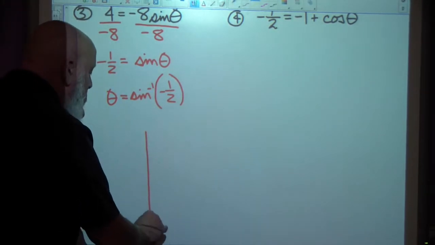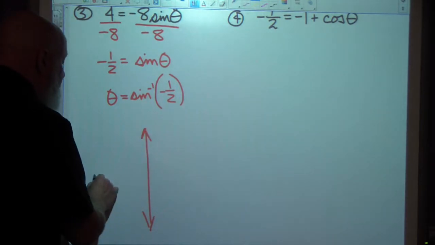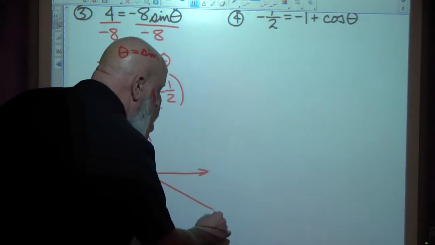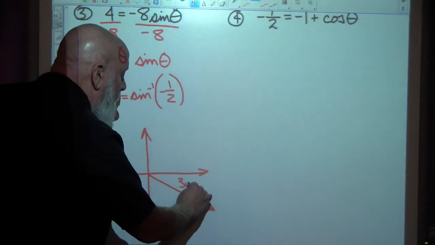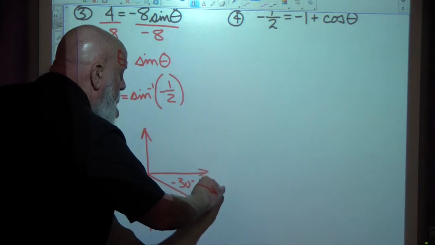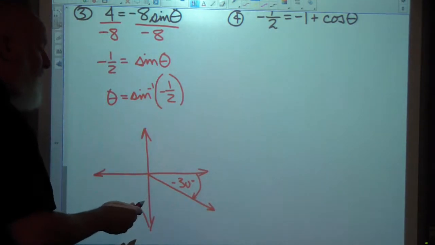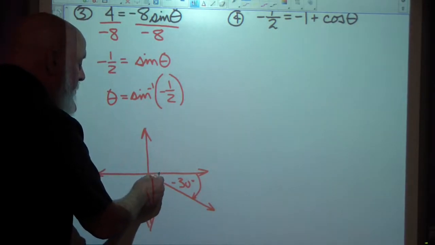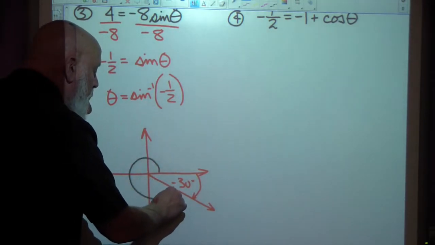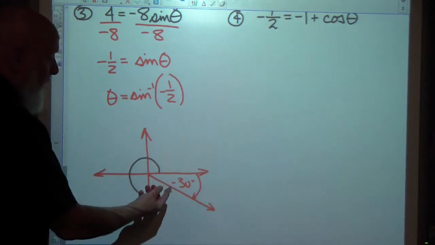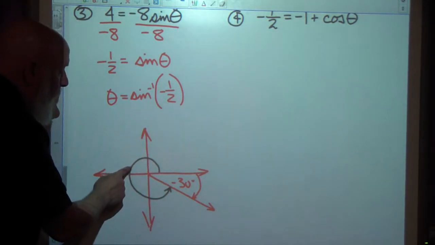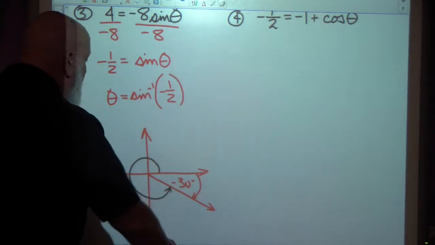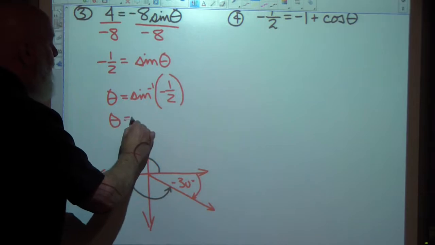So here's the thinking that I'm doing. Here's negative 30 degrees, roughly. But I want positive values of theta, not negative 30. So what I want is the coterminal angle, which is pretty simple. That would be 30 degrees shy of a full rotation, which would be 330 degrees. So theta would be 330.